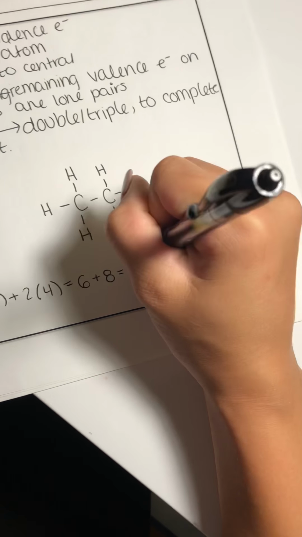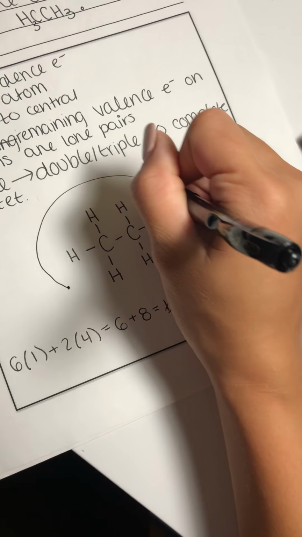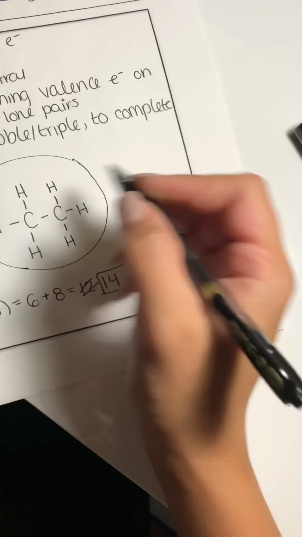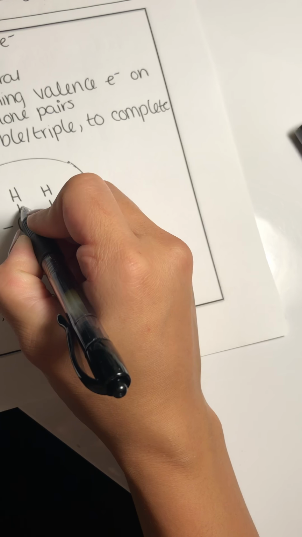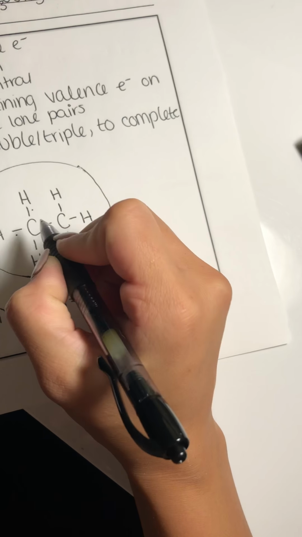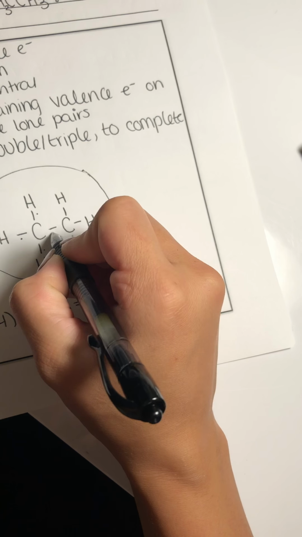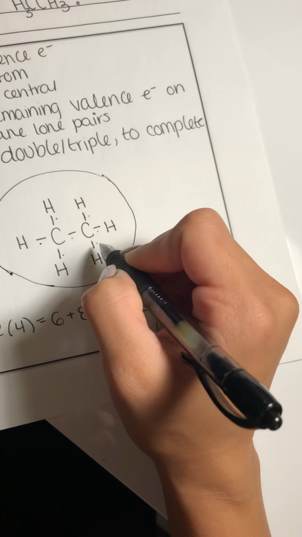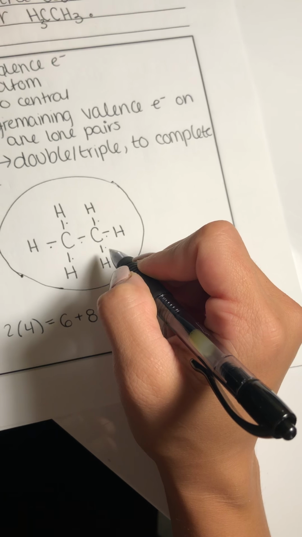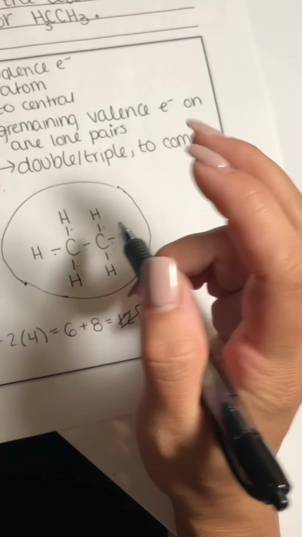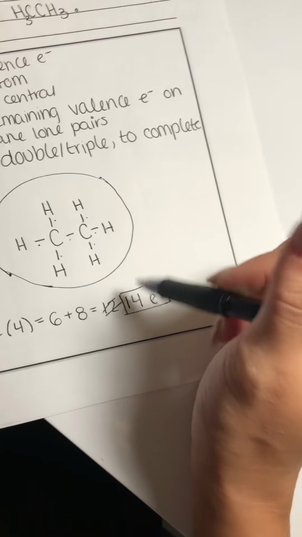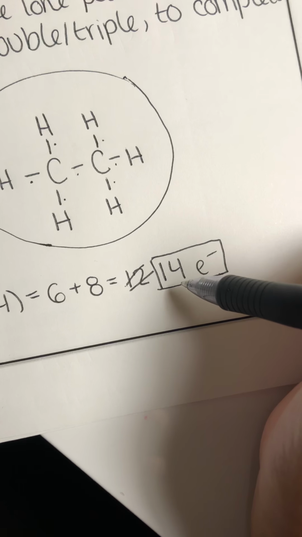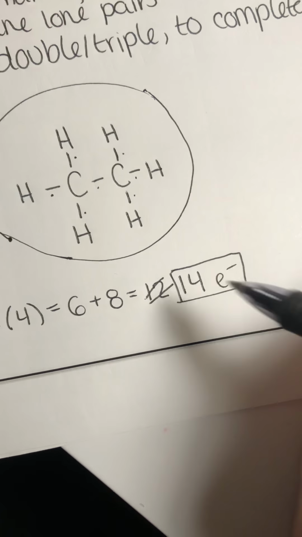And clearly, when you look at this structure, you have 1, 2, 3, 4, 5, 6, 7. Each of those are shared, so they count as 2 electrons. Therefore, 14 valence electrons is what you end up getting.